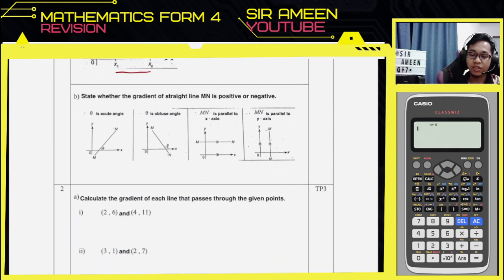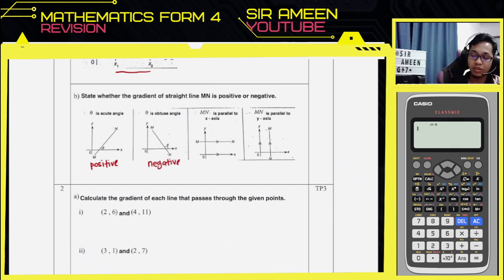Okay, B, state whether the gradient of straight line MN is positive or negative. For a positive gradient, for the first one, theta is an acute angle. If we see a straight line like this that goes up from left to right, this is the positive gradient. Well, if you see the line goes down from left to right, it will be the negative gradient.